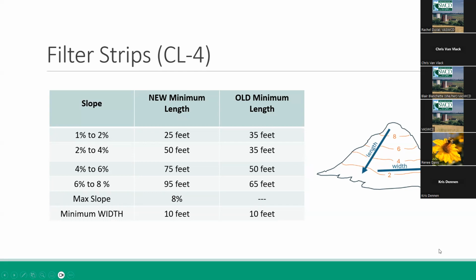What I want you to notice is the minimum length down the slope has changed. So it is shorter for shallower slopes and it is longer for steeper slopes. And there's a max slope requirement of 8%. You don't have to memorize this. If the time comes, revisit this in the manual.